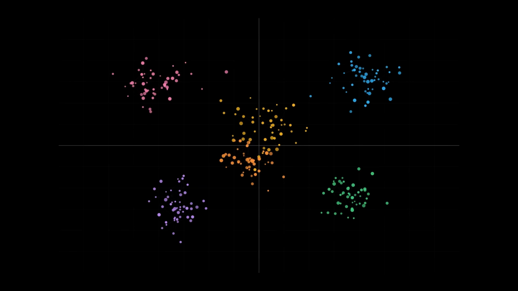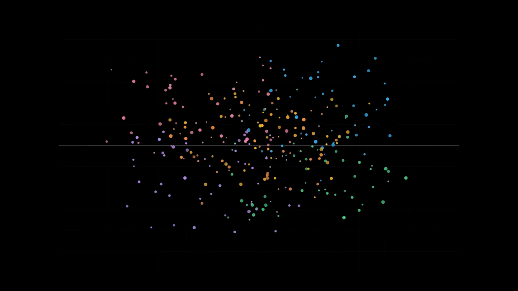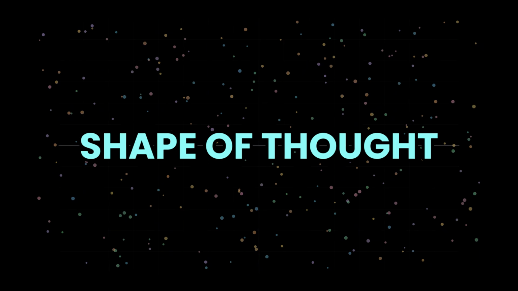Overall, we built a machine to predict the next word, but we didn't expect it to discover the shape of thought.